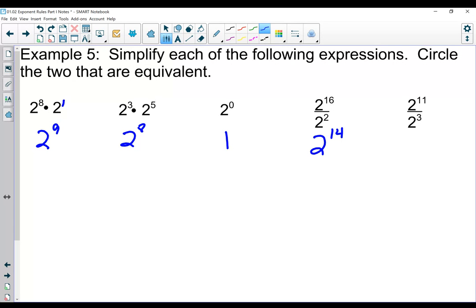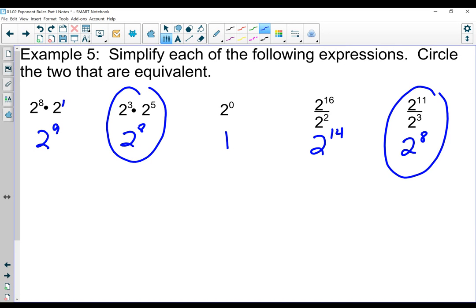And on the last one, 2 to the 11th means I'd have 11 factors of 2 written out, 3 in the denominator. I would take away those 3. I would cross them out on the top and bottom, and I'd be left with 2 to the 8th. So now we want to circle the 2 that are equivalent. So that would be this one right here, and then the one on the end. They both were equal to 2 to the 8th power.